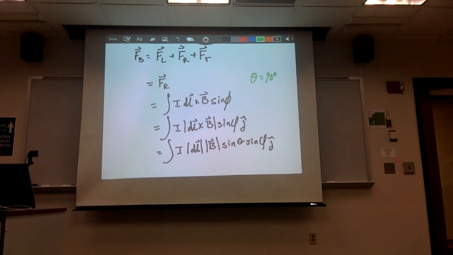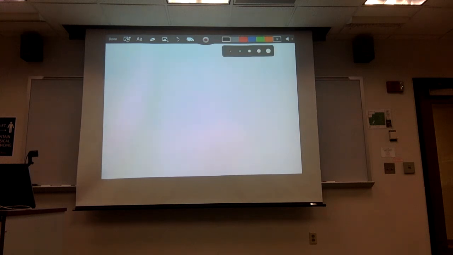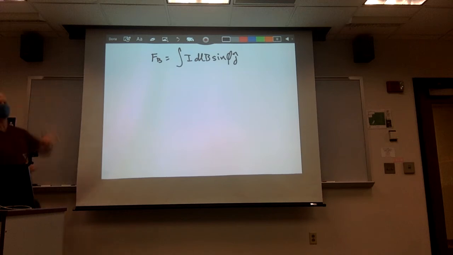So in this case, theta is simply equal to 90 degrees. Good. So this is going to simplify to the total magnetic force being equal to the integral of the current times dl times B times sine of phi, all in the j hat direction. Why do we get rid of the magnitude? Because now when I'm just writing it out as a vector, I'm implying that's a magnitude.